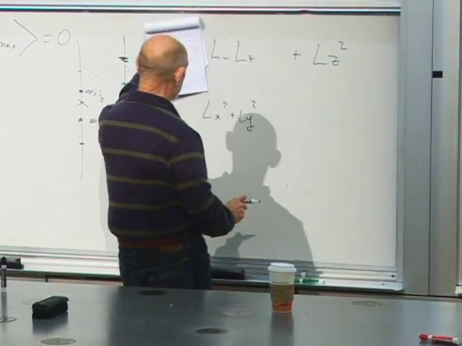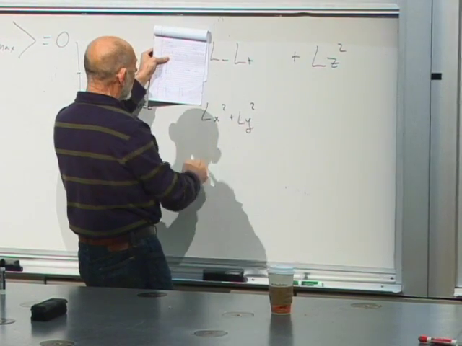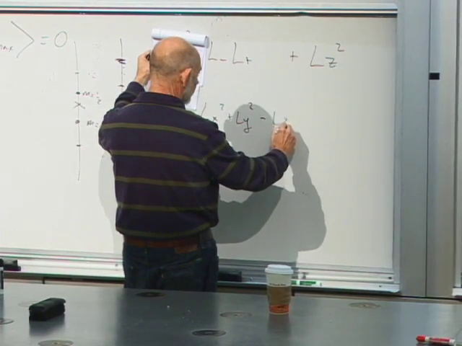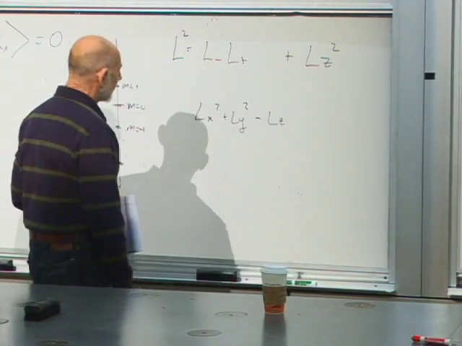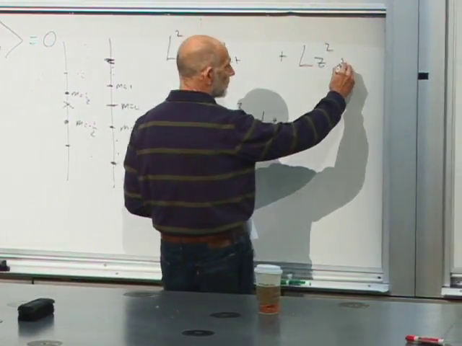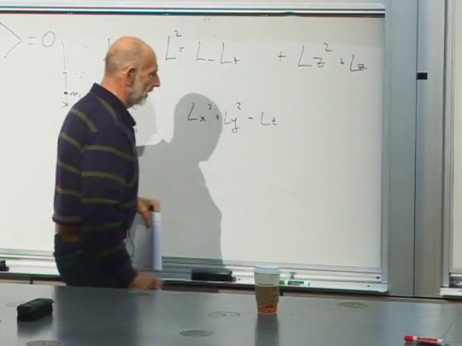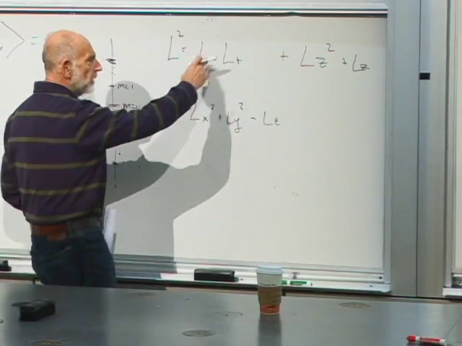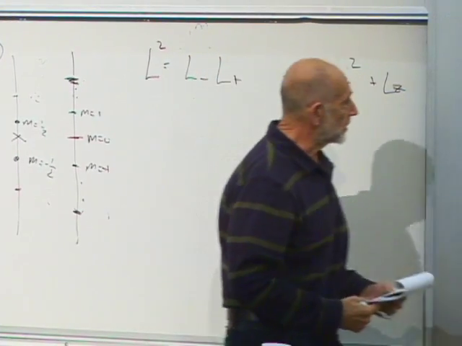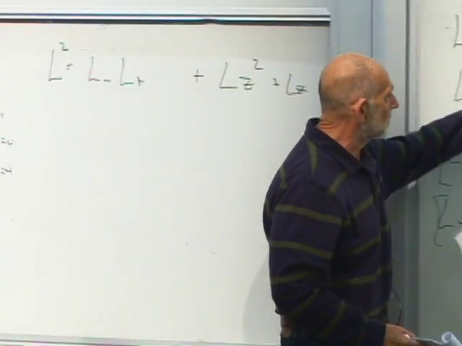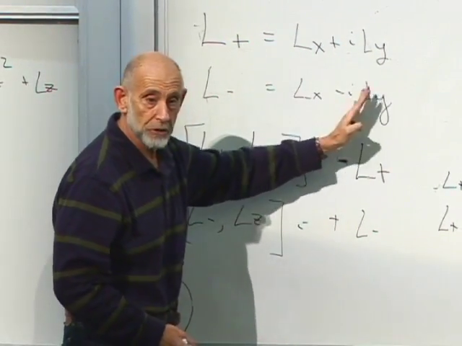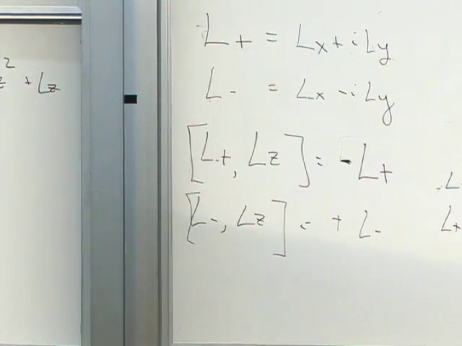If you work it out, you find that L plus L minus is Lx squared plus Ly squared, I think it's minus Lz. And that means that L squared has another term in it, which is just plus Lz. It's definitely plus over here. I think it's minus. So it's an extra term coming from that commutator. The little mistake we made when we said that L plus times L minus is Lx squared plus Ly squared is proportional to Lz. And here's how it comes in.